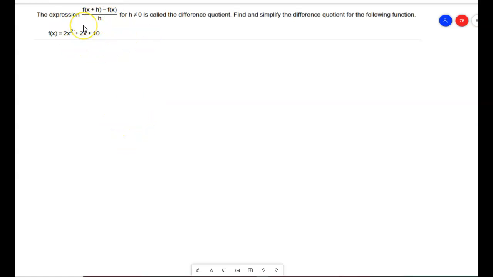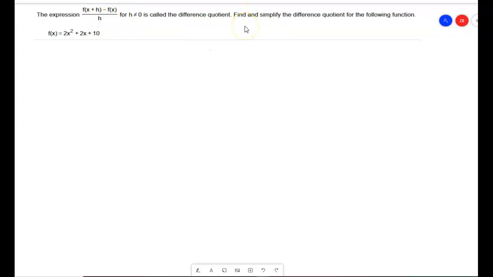Today I want to take a look at an example of one of the exercises from 2-1. This is just like number 19, and it gives us this crazy looking expression: f of x plus h minus f of x over h, for h not equal to 0. They have to put that because since we have the h in the denominator, we can't have a 0 in the denominator. This is called the difference quotient, and if you end up taking calculus, you'll be using this quite often when you talk about limits.